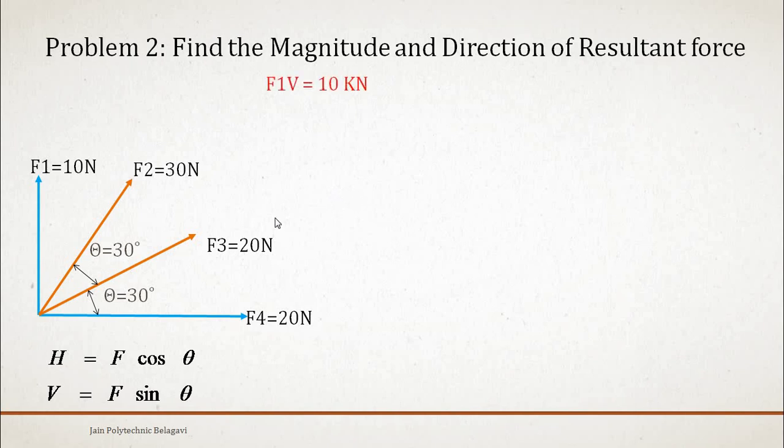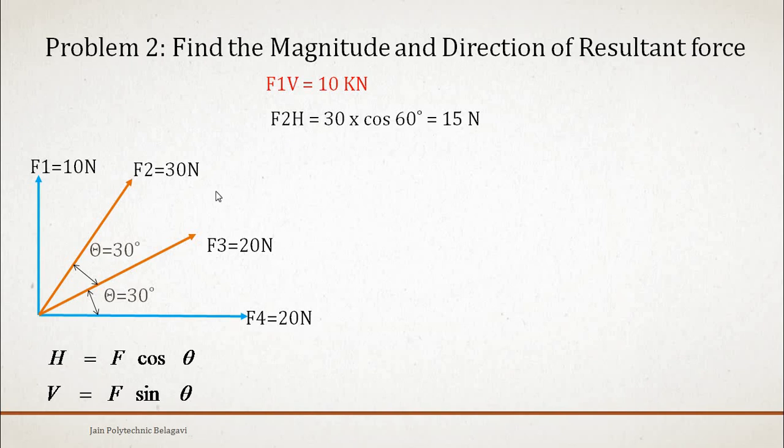So first we will concentrate on F1. F1 is acting in the vertical direction. So F1V, meaning vertical direction, is 10 newton actually. It is kilonewton.